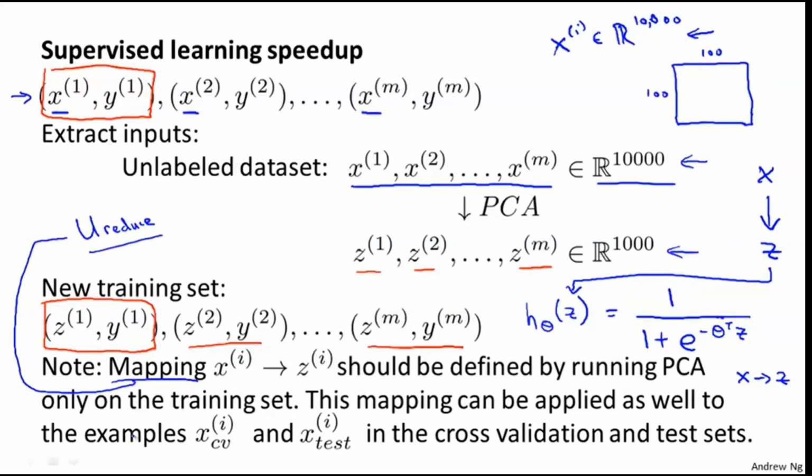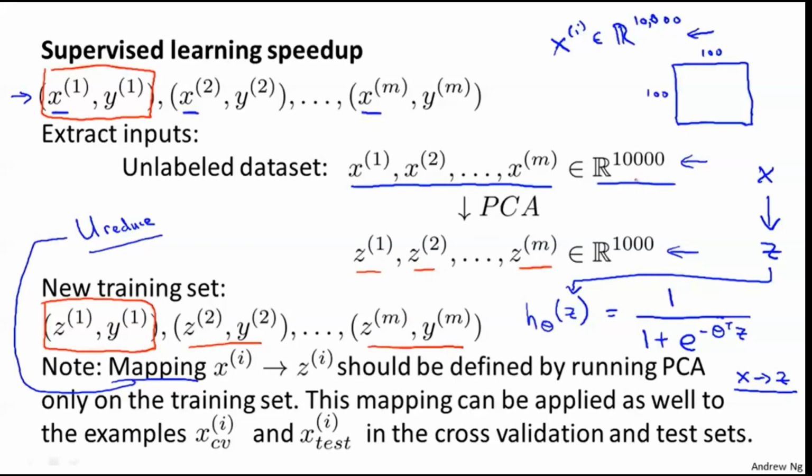But having found all those parameters on the training set, you can then apply the same mapping to other examples that may be in your cross-validation set or in your test set. Okay, but just to summarize, when you're running PCA, run your PCA only on the training set portion of your data, not the cross-validation set or the test set portion of your data, and that defines the mapping from X to Z, and you can then apply that mapping to your cross-validation set and your test set.